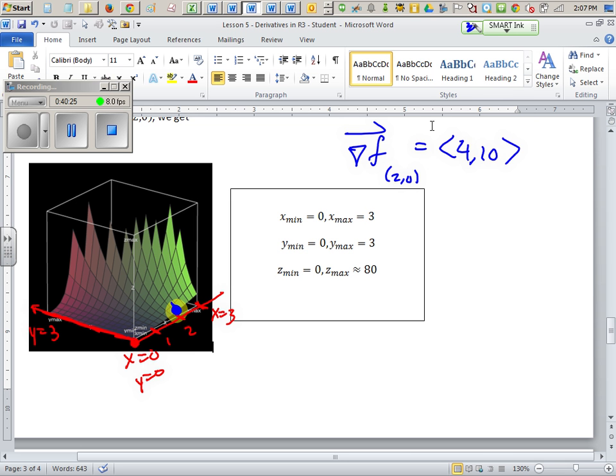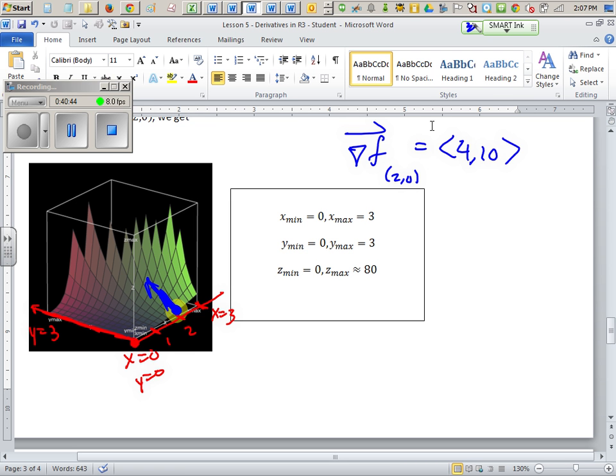This is the direction <4, 10>. It's a relatively long vector. It's actually quite long. This vector is the direction, listen, that the hiker would take if he wished to take the steepest possible path up the hill.